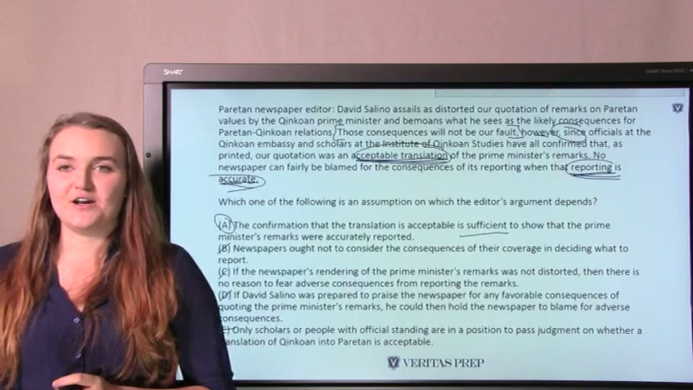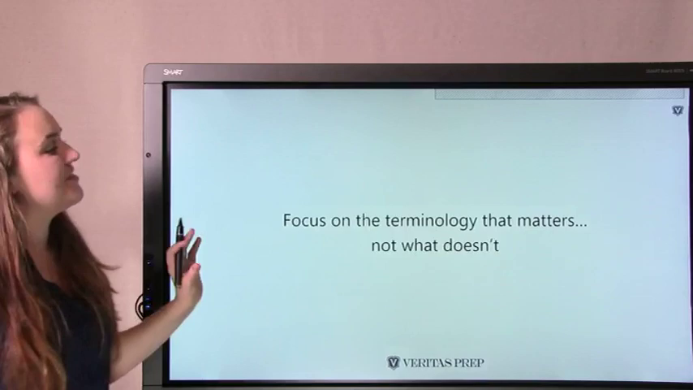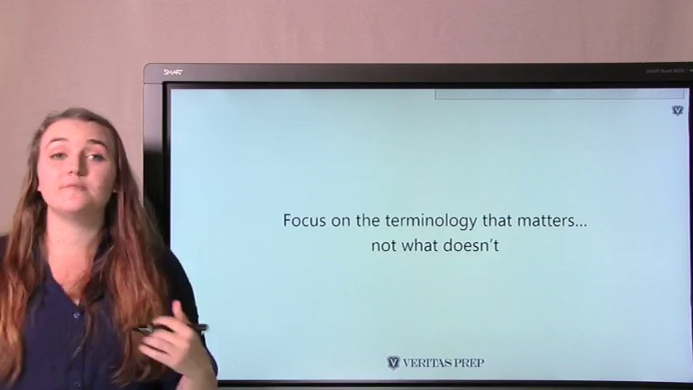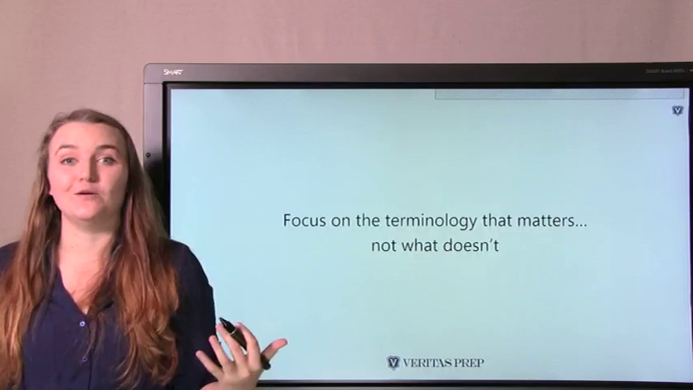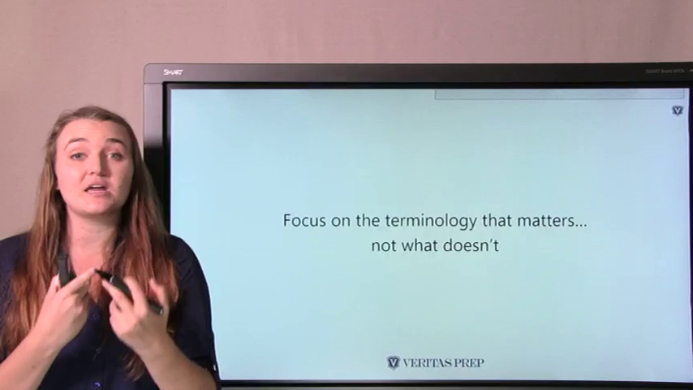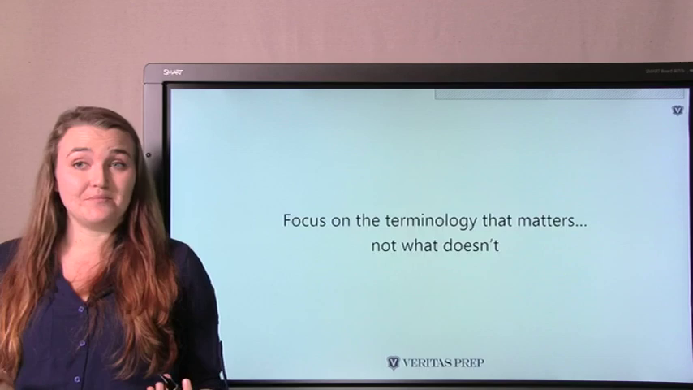So, the big takeaway from this question was boiling down to the terminology that matters without taking a step back and getting too overwhelmed with what doesn't. So focus on the terminology that matters. Focus on indicative language that lets us know I'm looking at a premise, I'm looking at a conclusion, right? And how can I whittle that down without changing the meaning along the way, right? And I love this, Kevin.